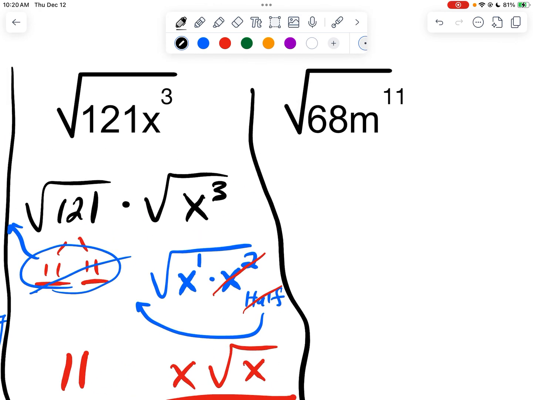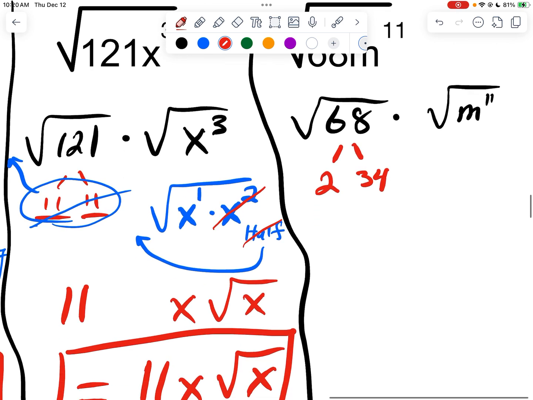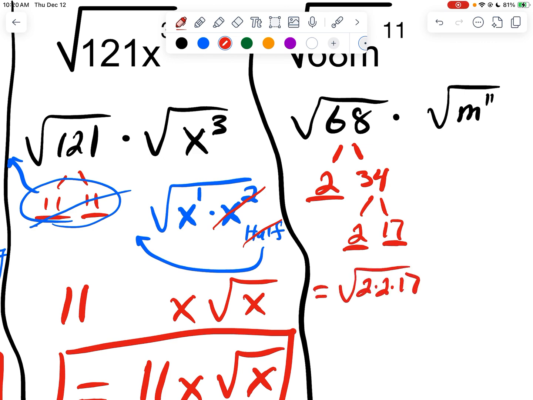They give me a number and a variable. How about let's just go ahead and make the first one the square root of 68, and then we'll times it by the square root of m to the power of 11. And we'll focus on one at a time. So 68 breaks down to be 2 and 34. Okay, because 2 times 34 is 68. So the 2 is prime. 34 breaks down to be 2 and 17. So the 2 is prime again. And also, the 17 is prime. So that means for this one, technically, we got 2 times 17.